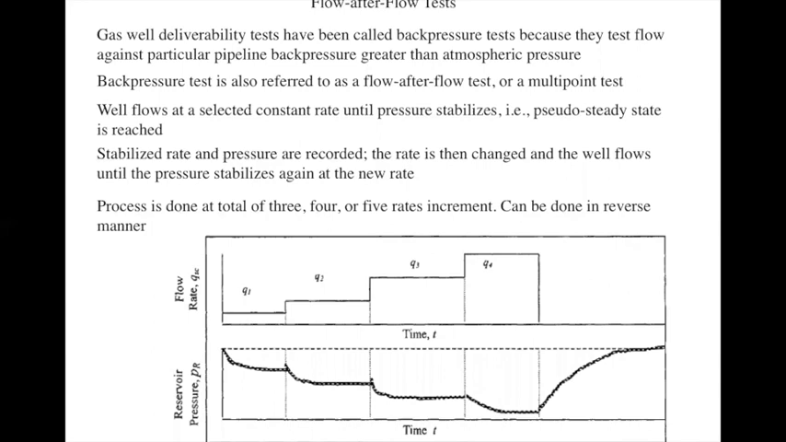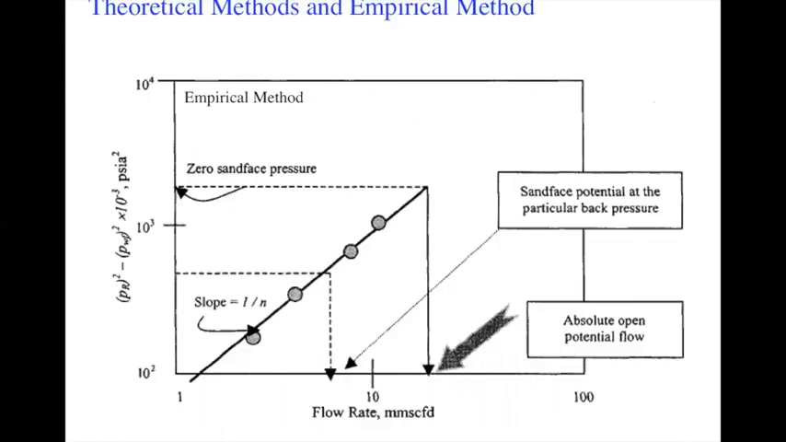Now the well flows at a selected constant rate until the pressure stabilizes. That is, we reach a pseudo steady state, and then the stabilized rate and pressure are recorded, and the rate is then changed, and the well flows until the pressure stabilizes again. This is done for 4 to 5 rate increments, and this is a typical multi-flow rate test, right? Here you have a simple graph which is called the deliverability graph. You have plotted something on the y-axis and something on the x-axis, and you got a deliverability curve. The slope is giving you this value of n.